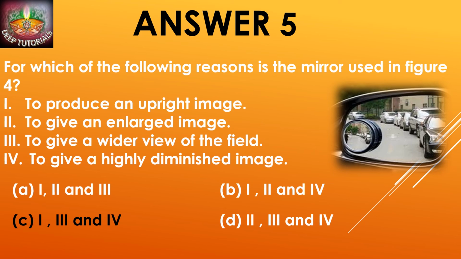It gives us the image as erect and the size of the vehicle appears to be very small when seen through the mirror. Hence, if we look at the options, number 1 to produce an upright image, number 3 to give a wider view of the field, and number 4 to give a highly diminished image are absolutely correct in reference to this mirror, which is a convex mirror. So our correct option is C.